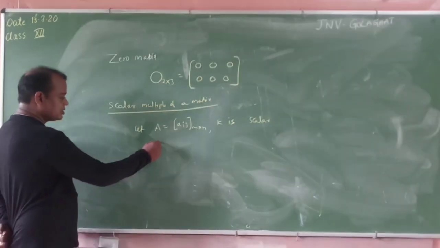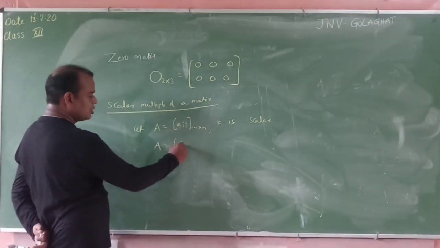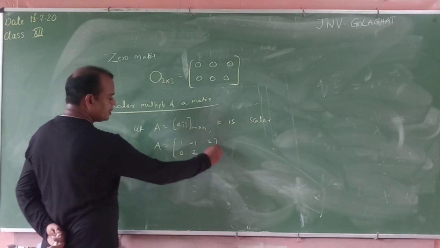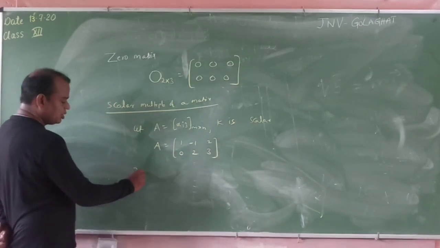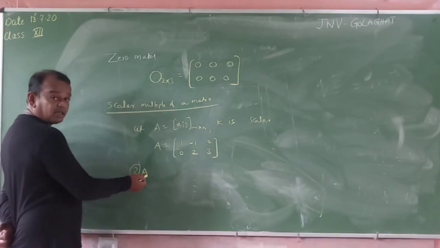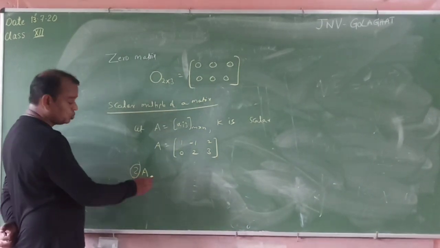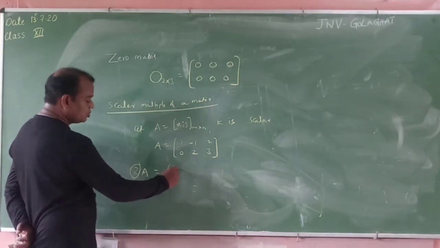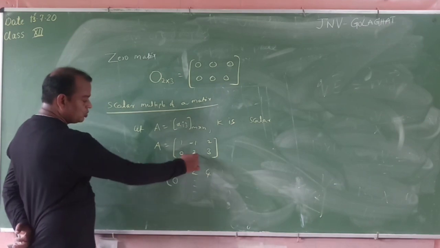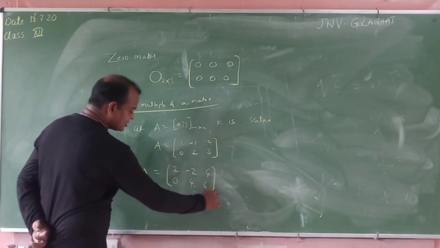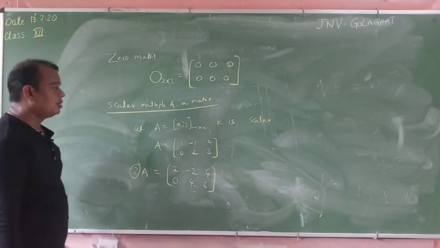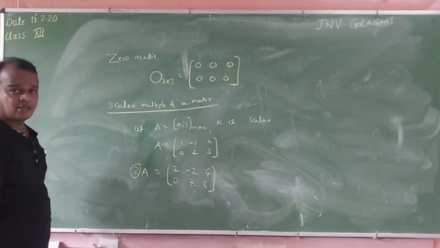For example, take A is equal to 1 minus 1 2 0 2 3. Now we can find 2A, where 2 is the scalar. Every element of the matrix A is multiplied with 2. Now 2 1s are 2, 2 minus 1s are minus 2, 2 2s are 4, 0, 2 2s are 4, 2 3s are 6. This is the scalar multiple of a matrix.